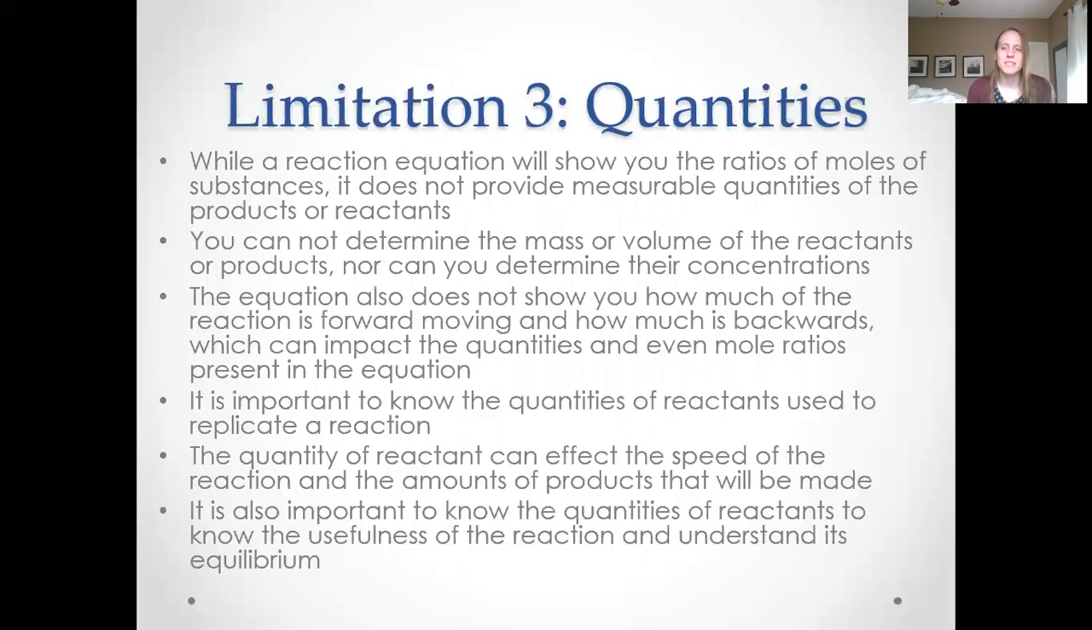And then the third limitation is the quantities. When we write out and balance a chemical equation, we can see the ratios of the moles of the substances. So for instance, if we have 1 mole of molecule A, we will need 2 moles of molecule B. It's like a 1 to 2 mole ratio. But you can't determine the actual quantities of products and reactants used.